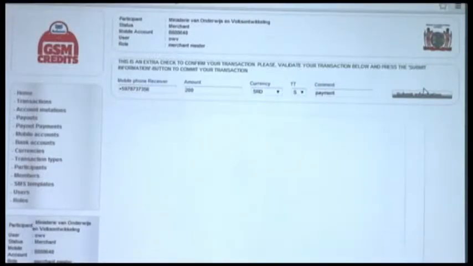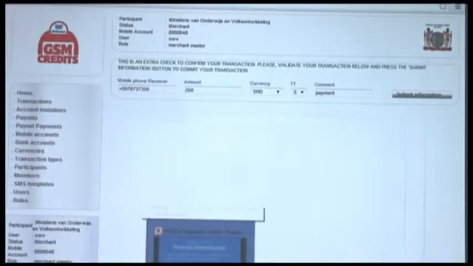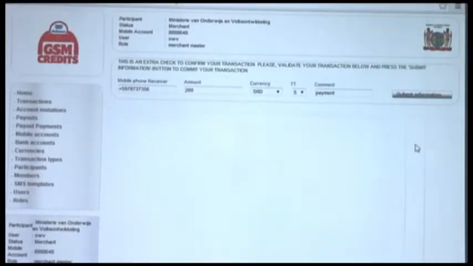and the system asks us to check if all the information is correct. This is so that you don't do a wrong payment, because if you're hasty, you can fill in a wrong number, for example, or a wrong amount. So the system asks you to check it first. And I've checked the information is correct, and I will submit the information.